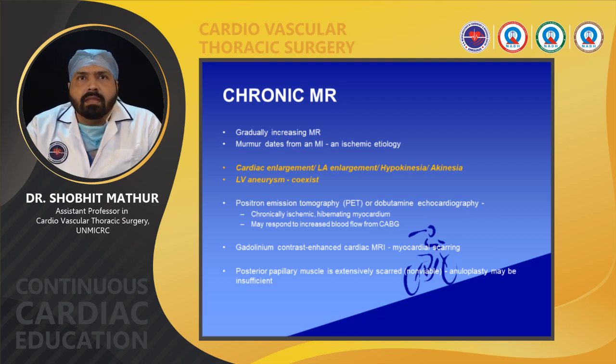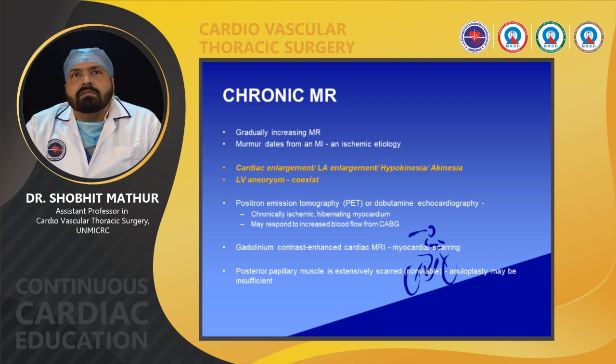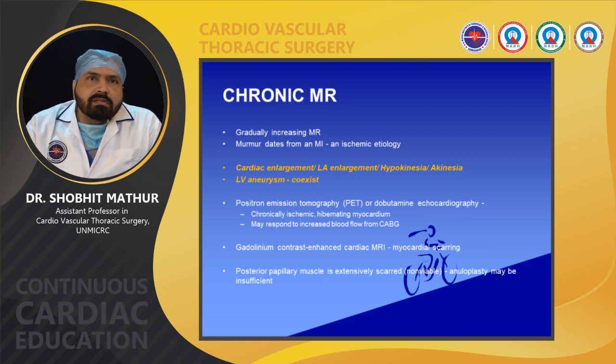There can be hypokinesia, akinesia, and wall motion abnormalities of the LV wall, and LV aneurysm may coexist with a presenting chronic MR. Two advanced investigations we can do are positron emission tomography, PET, or a dobutamine echocardiography. The importance of these investigations is that a chronically ischemic hibernating myocardium is visible on PET. It will respond very well to revascularization. So for future surgical planning, if we see a hibernating myocardium on PET, that means the results will be good if we do a proper revascularization.